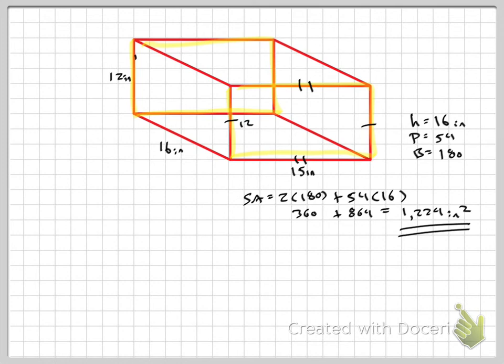So finding the surface area of a rectangular prism is pretty easy, pretty straightforward. Okay? Let's do one more. And just so you know, guys, we're not going to do any pentagonal prisms or hexagonal prisms. We're mainly sticking with rectangular prisms and triangular prisms.